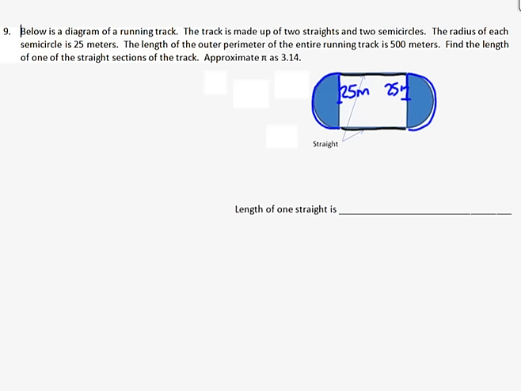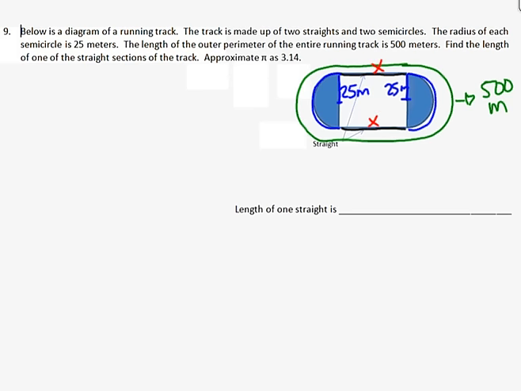The entire perimeter is 500 meters. So the straight plus the semicircle plus the straight plus the semicircle, all of that is 500 meters. We need to use that to find the length of one of the straight sections. So let's put a variable on each straight section.